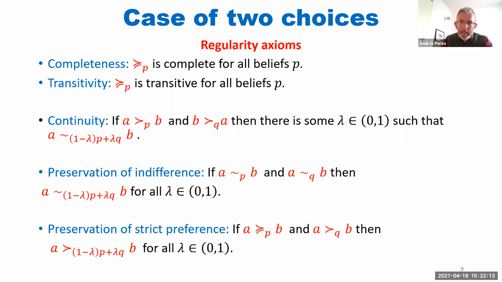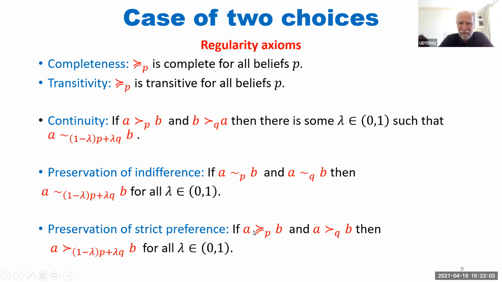And then the last regularity axiom is preservation of strict preference. It is a bit similar to preservation of indifference. It says the following: if at belief P, you weakly prefer A to B, and at another belief Q, you strictly prefer A to B, then if you move on a line from P to Q, once you have left the belief P, you will always strictly prefer A to B. Now you've imposed convexity, right? So now you've got convex preference. Yeah, exactly. That could be a different name for it.